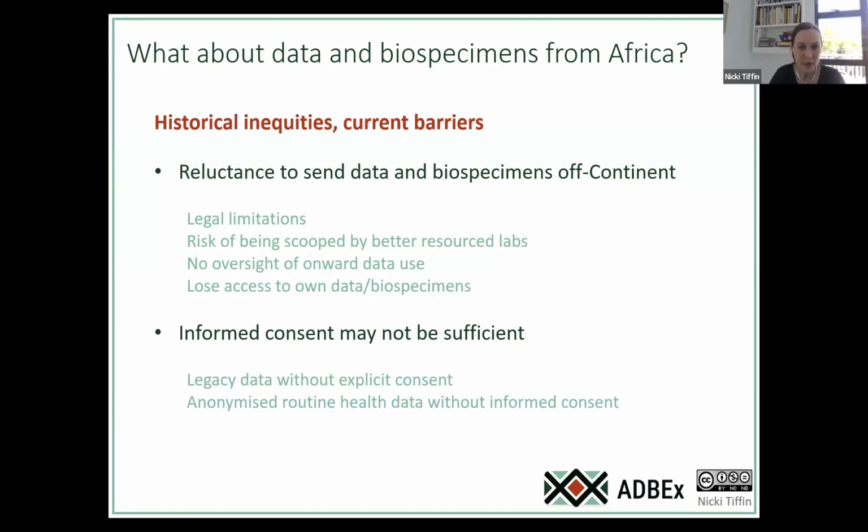Something else that happens a lot is that there's been a lot of change in how we do informed consent, certainly in health research and with human participants. And especially for older samples, the informed consent processes may not have been rigorous enough to determine whether participants would be comfortable with their data or biospecimens being shared further. So these kinds of legacy data or legacy collections of biospecimens don't always have explicit consent for onward sharing.